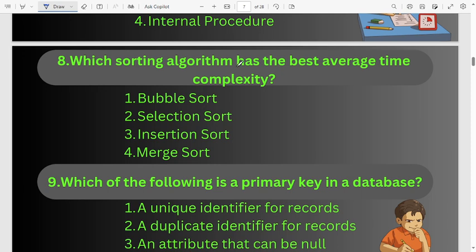Which sorting algorithm has the best average time complexity? Bubble sort, selection sort, insertion sort, merge sort. It is one of the important questions. It may occur in the examination. So the correct answer will be merge sort.